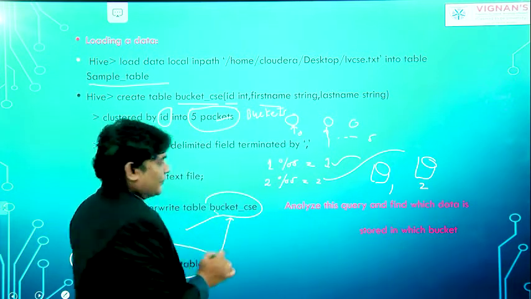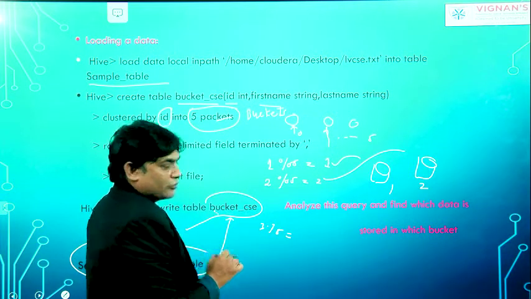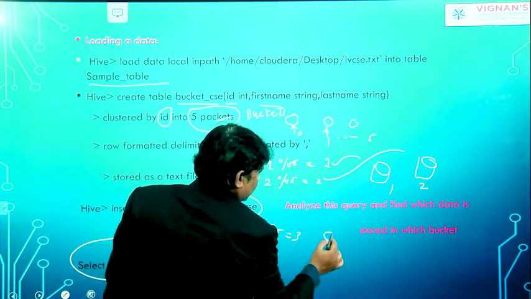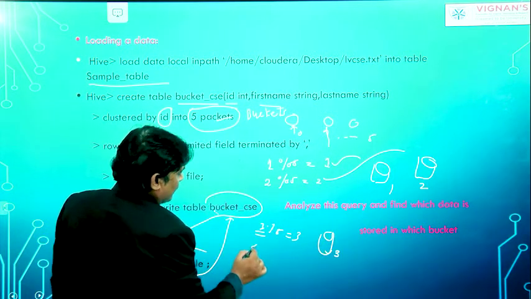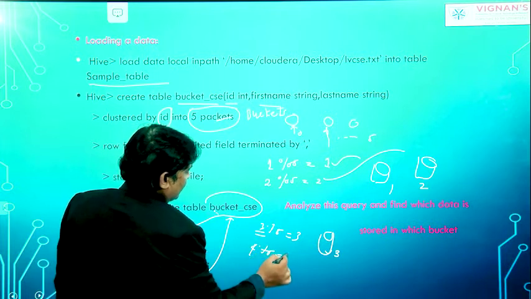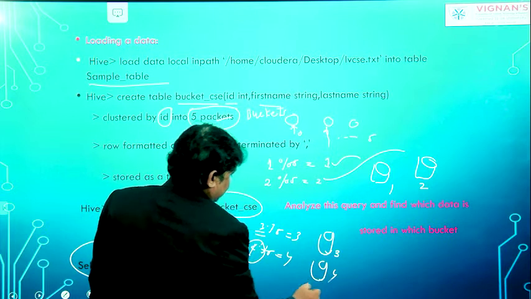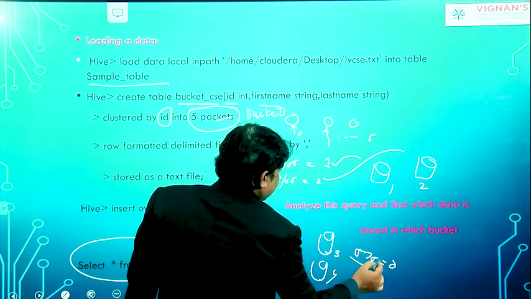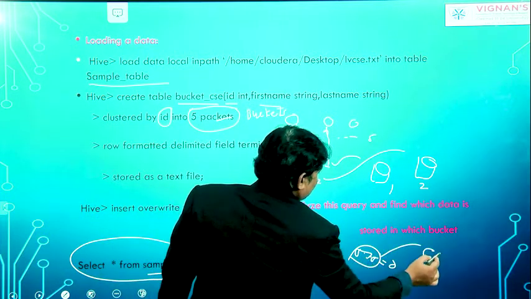Similarly, 3 modulo 5 gives 3, so the data with ID number 3 goes to bucket number 3. Suppose you have 4 modulo 5, it means 4, so ID number 4 data goes to bucket 4, like that. If you have 5 modulo 5, it means 0. So ID number 5 data goes to which bucket?